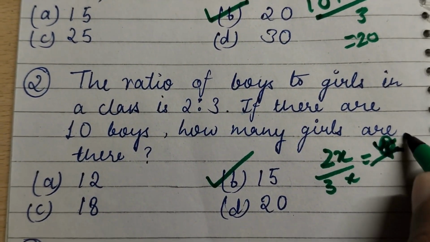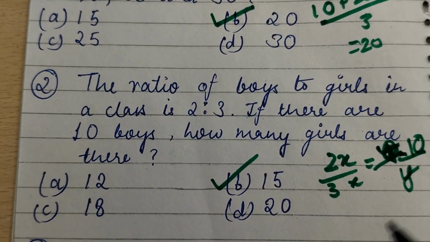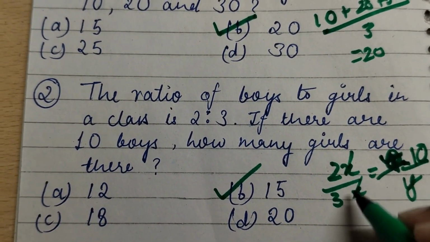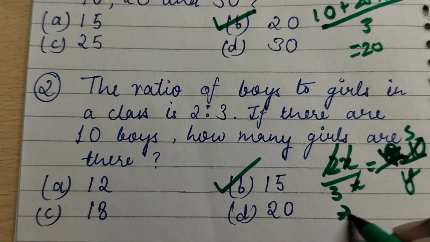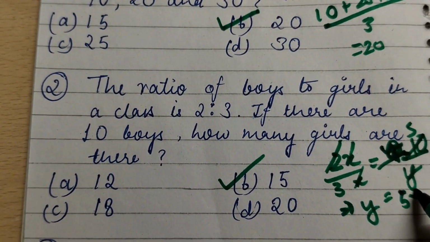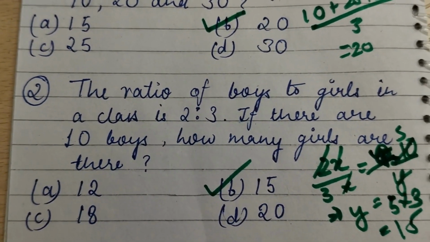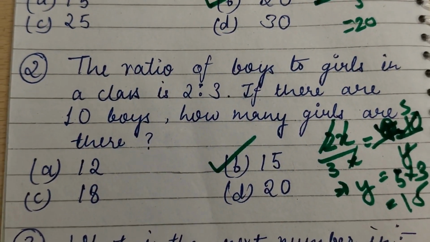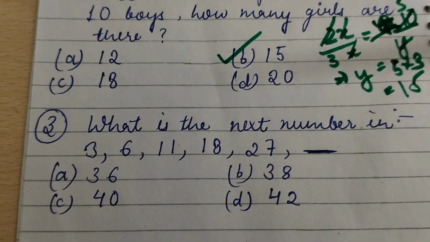first we have to do number of boys. Number of boys is 10, and then number of girls. So this x gets cancelled. This will be 5. So y will be equals to 5 into 3, which is 15. I hope that you got this. Now let's move to the next one.